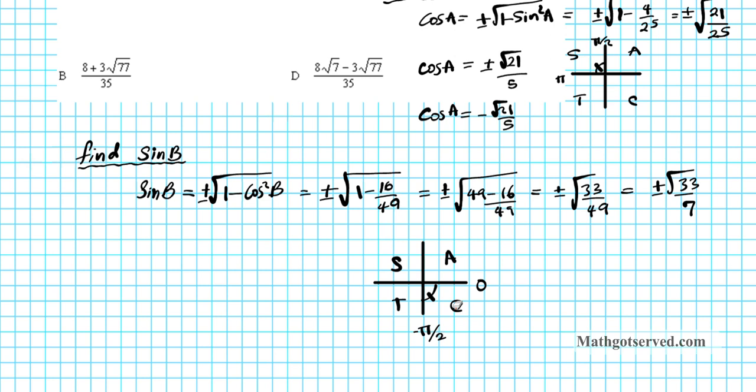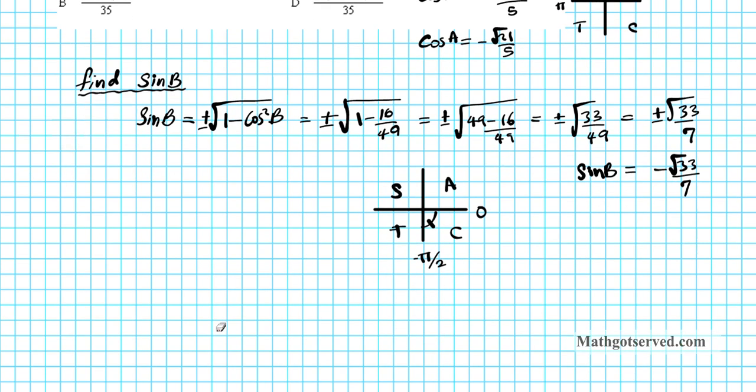What this C means in quadrant 4, where our angle resides, is that only cosine and secant are positive. So since sine is not cosine or secant, that means it's going to be negative. So this will be negative root 33 over 7 for sine B. Okay, so we have everything that we need. All right, so let's go ahead and figure out what the answer is.